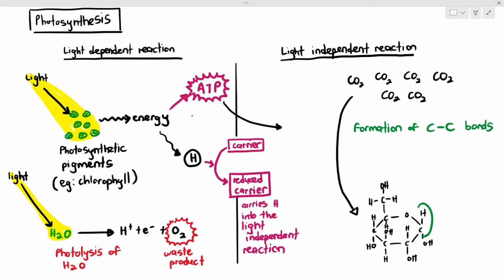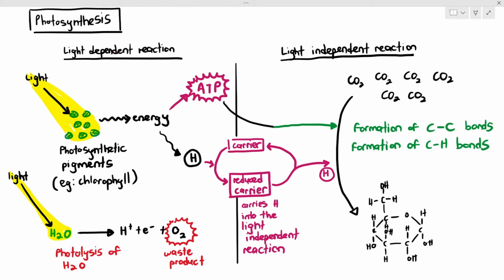But if you look at carbon dioxide, it's CO2. When you look at the glucose, there is not just carbon-carbon bonds, there's also carbon-hydrogen bonds. Where is the hydrogen going to come from to make the glucose? You guessed it, it has to come from the reduced carriers, where they will allow the formation of carbon-hydrogen bonds. So the reduced carriers over there, remember, they are carrying the hydrogen. They will undergo oxidation. And when they undergo oxidation, they release the hydrogen. The hydrogen is used in the light-independent reaction. And the carrier just goes back and carries more hydrogen atoms from the light-dependent reaction anyway.